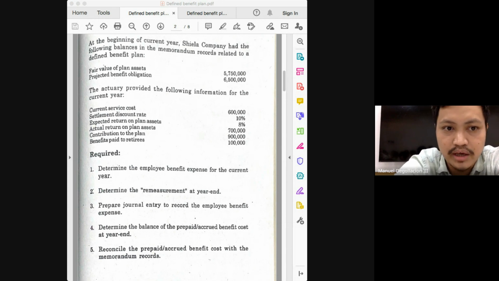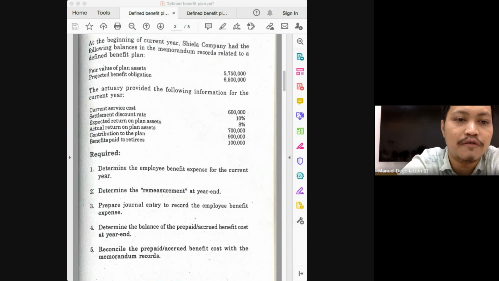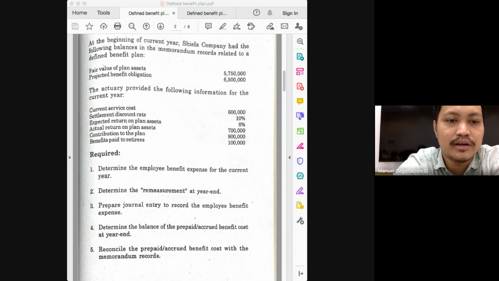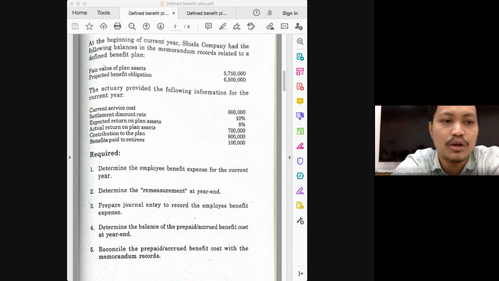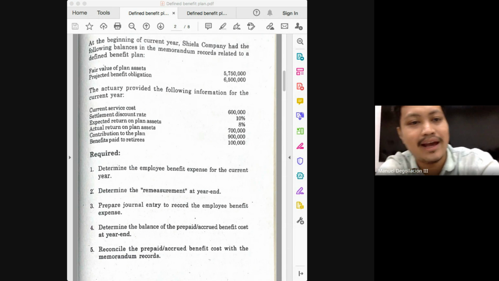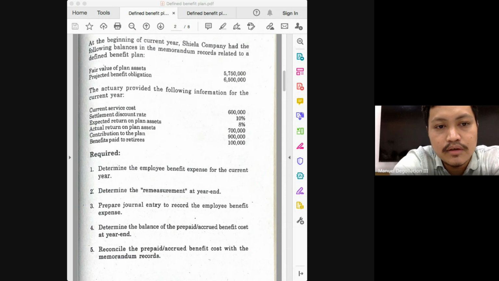Okay, next would be deduct benefits paid. I hope you will understand why benefits paid will be a deduction, because if you pay off the benefits to the retirees, then you are already satisfying or fulfilling your obligation, class. So payment will both decrease the FVPA and the PBO. And I hope that makes sense to you. And how much was the benefits paid this year?